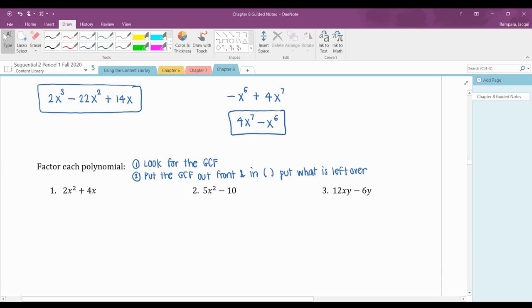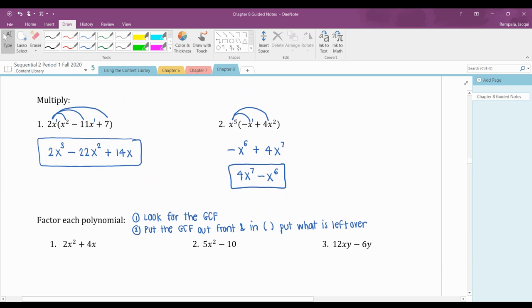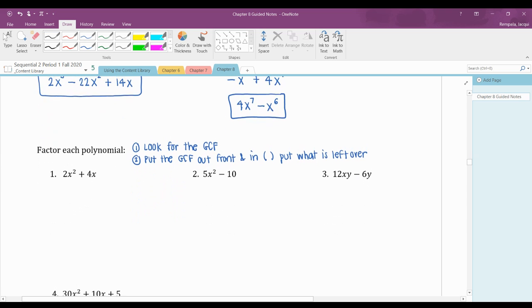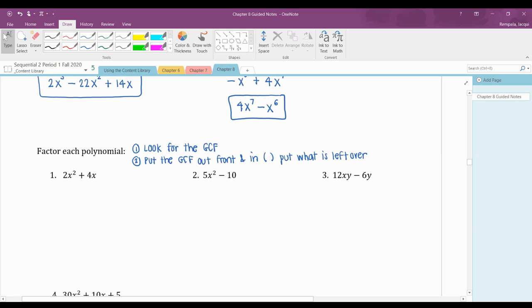Essentially, what we're going to do is we're going to turn it into a problem like we had when we multiplied. In problem number 1 and in problem number 2, we had something outside of parentheses and then something left over inside of parentheses. That's what we're doing here. Factoring is actually the opposite of distributing. I'm taking something out of those terms and then creating parentheses and putting whatever's left over. So let's start with number 1.